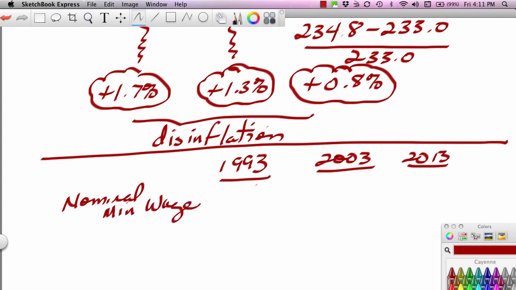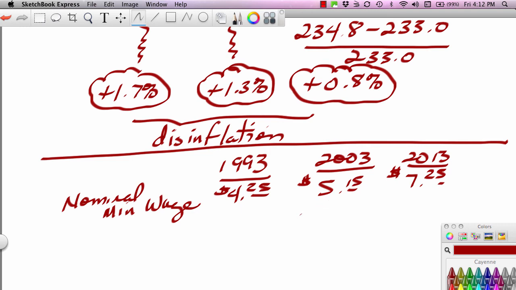And what happened over the last 20 years with the nominal minimum wage? Well, it went from what? It went from $4.25 to $5.15 up to $7.25. So it looks like it's increased rather dramatically over that 20-year period. I mean, that looks almost like a 75% increase.